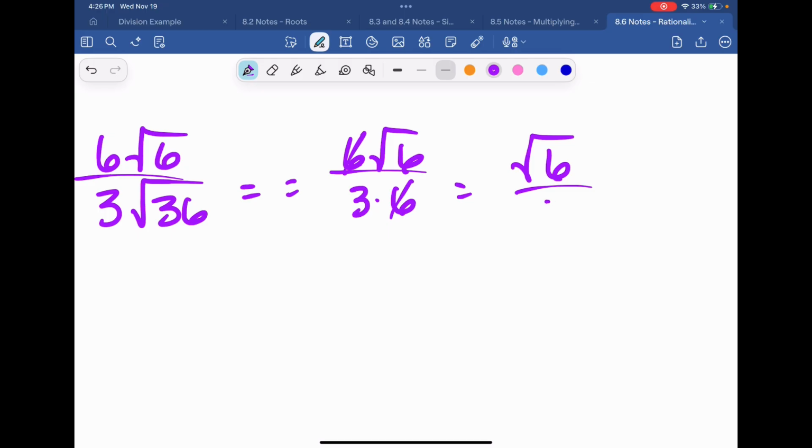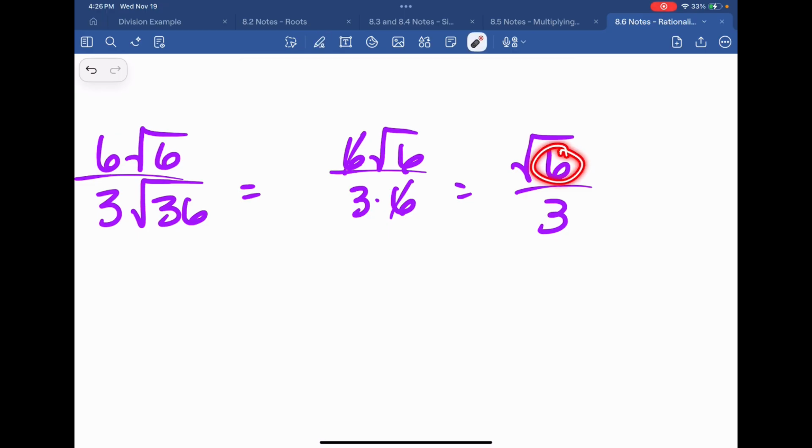So radical 6 over 3. Now this does not simplify, because it's not really a 6. It's the square root of 6, which is 2.4. Okay, so it's not divisible by 3. So this is the final answer.